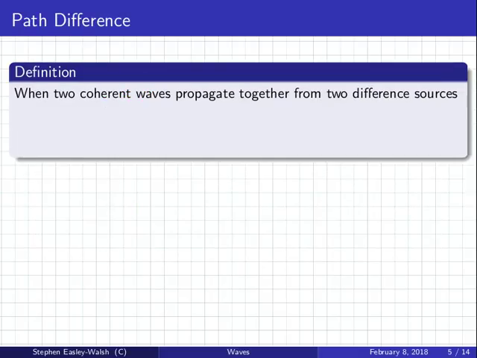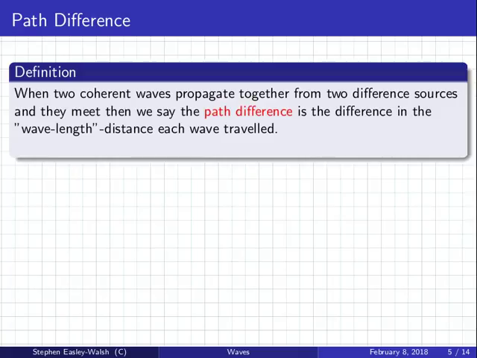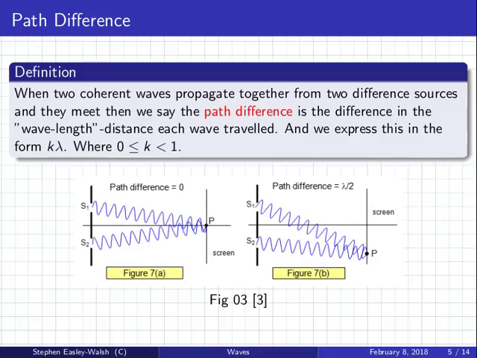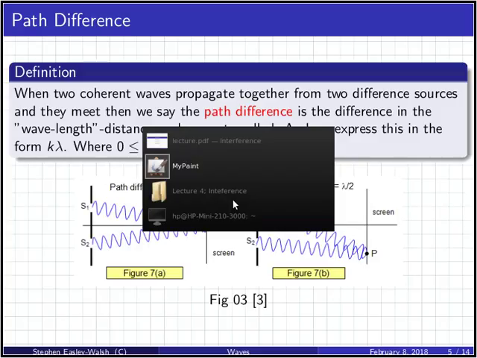Now, when two coherent waves propagate together, what does propagate mean for waves? Spread, move. From two different sources, and they meet, then we say the path difference is the difference in the distance each of them travelled. And we express this as a multiple of the wavelength. Now, before you write that down, let me explain what on earth I mean by that.